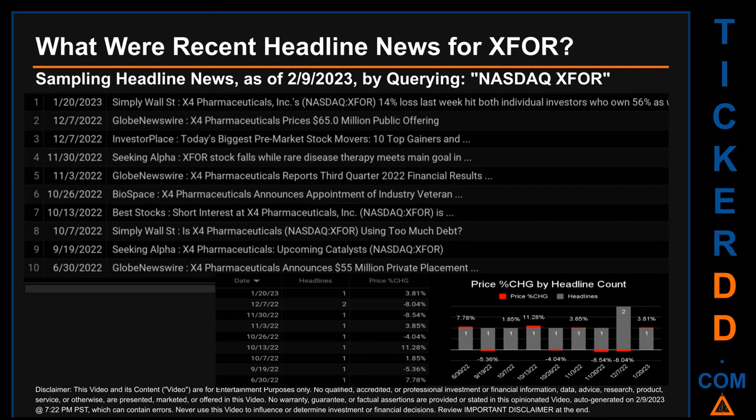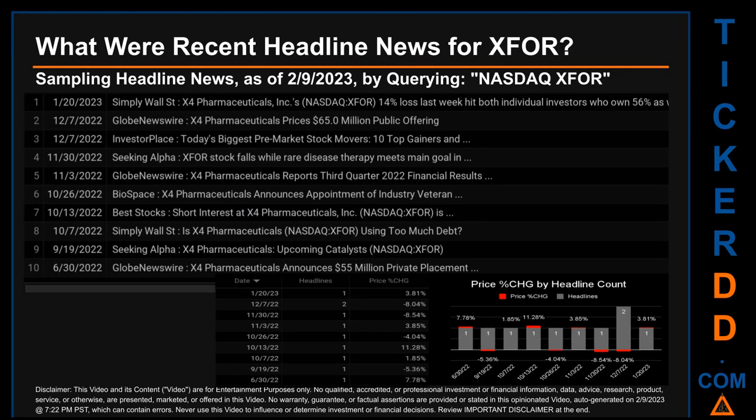The latest publication was Friday, January 20, 2023, when Simply Wall Street published the headline that read, XFOR Pharmaceuticals, Inc.'s 14% loss last week hit both individual investors who own 56% as well as institutions. The oldest publication was on Thursday, June 30, 2022, 8 months and 10 days ago, when Globe Newswire published the headline that read, XFOR Pharmaceuticals announces $55 million private placement.